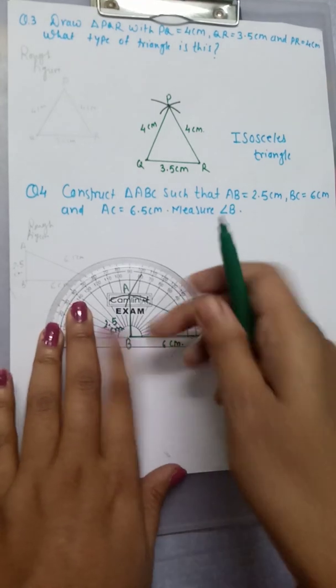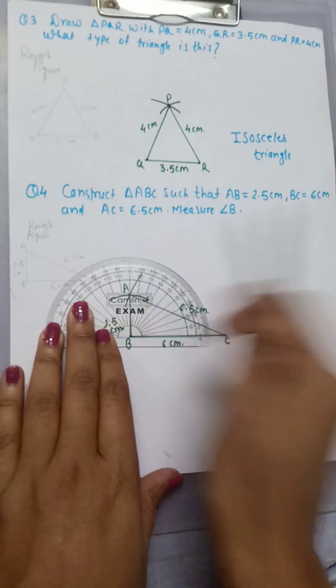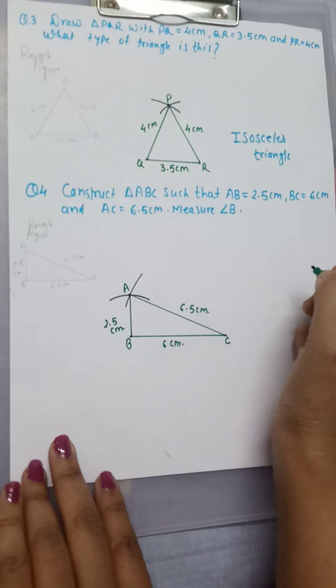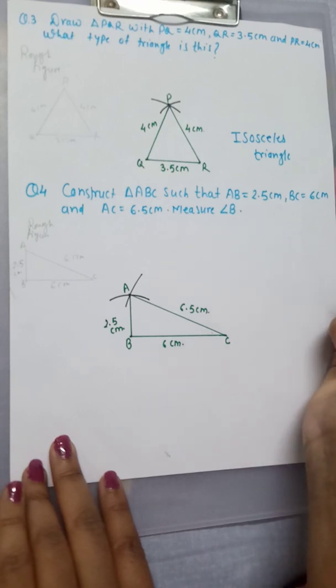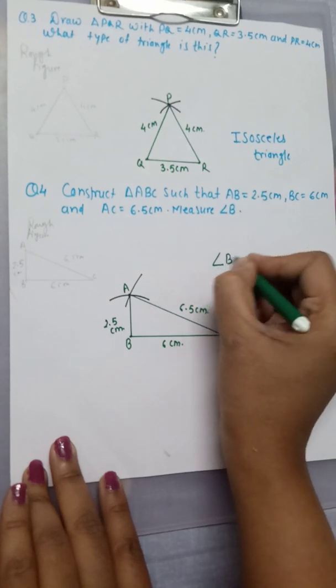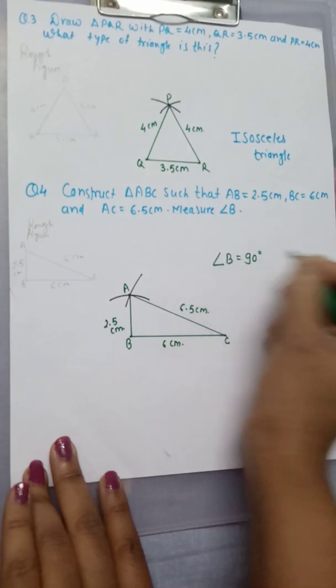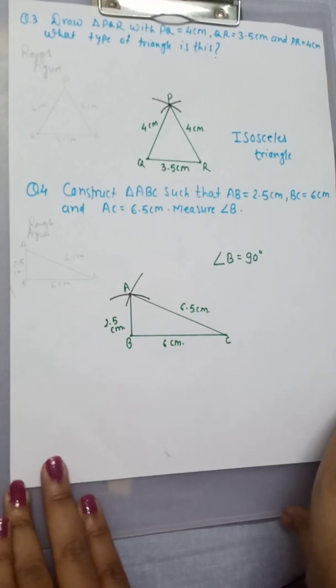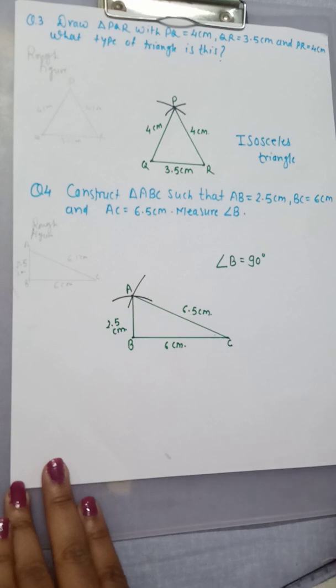What is it coming? See, measure angle B. So we can see it is coming 90-degree angle. Okay, so we can write here, thus triangle ABC is the required triangle. On measuring we find that measure angle B is equal to 90 degree. So this is the solution of this exercise. I hope you have understood. Thank you.